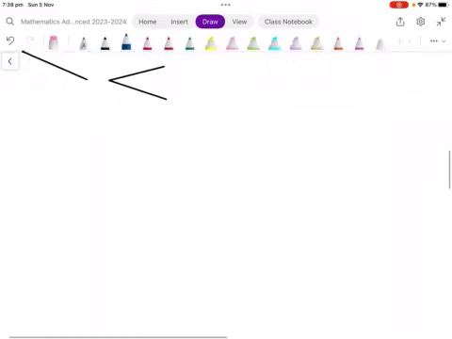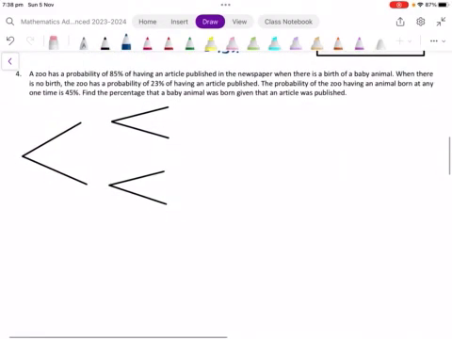Okay, our last example that we're going to do, just double checking, is about a zoo. Again, there's a lot of information and I'm choosing to put this information into a tree diagram to help me out. So a zoo has a probability of 85% of having an article published in the newspaper when there is a birth of a baby animal. When there is no birth, the zoo has a probability of 23% of having an article published. The probability of the zoo having an animal born at any one time is 45%. We're going to find the percentage that a baby animal was born given that the article was published.